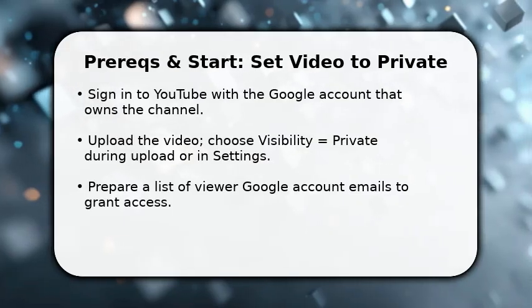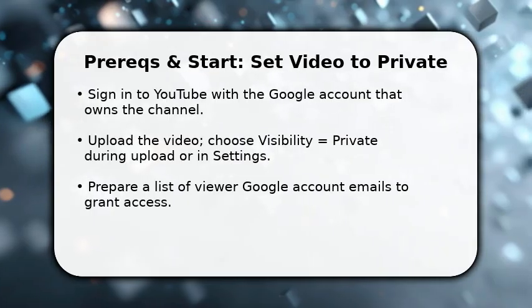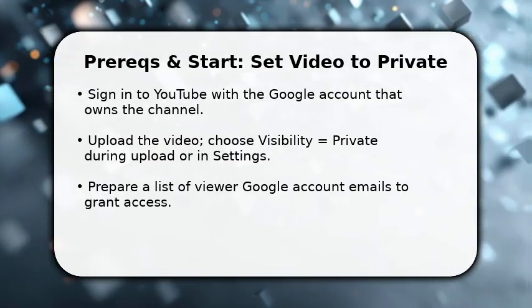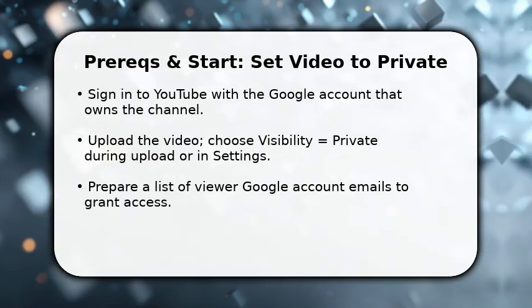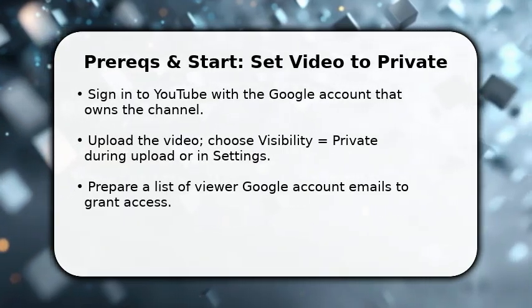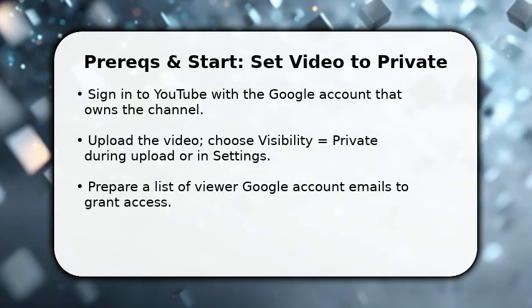You begin by uploading the video and setting visibility to private. This is essential because YouTube has no password feature. Once uploaded, open the video's visibility settings and select private. Make sure to save changes.